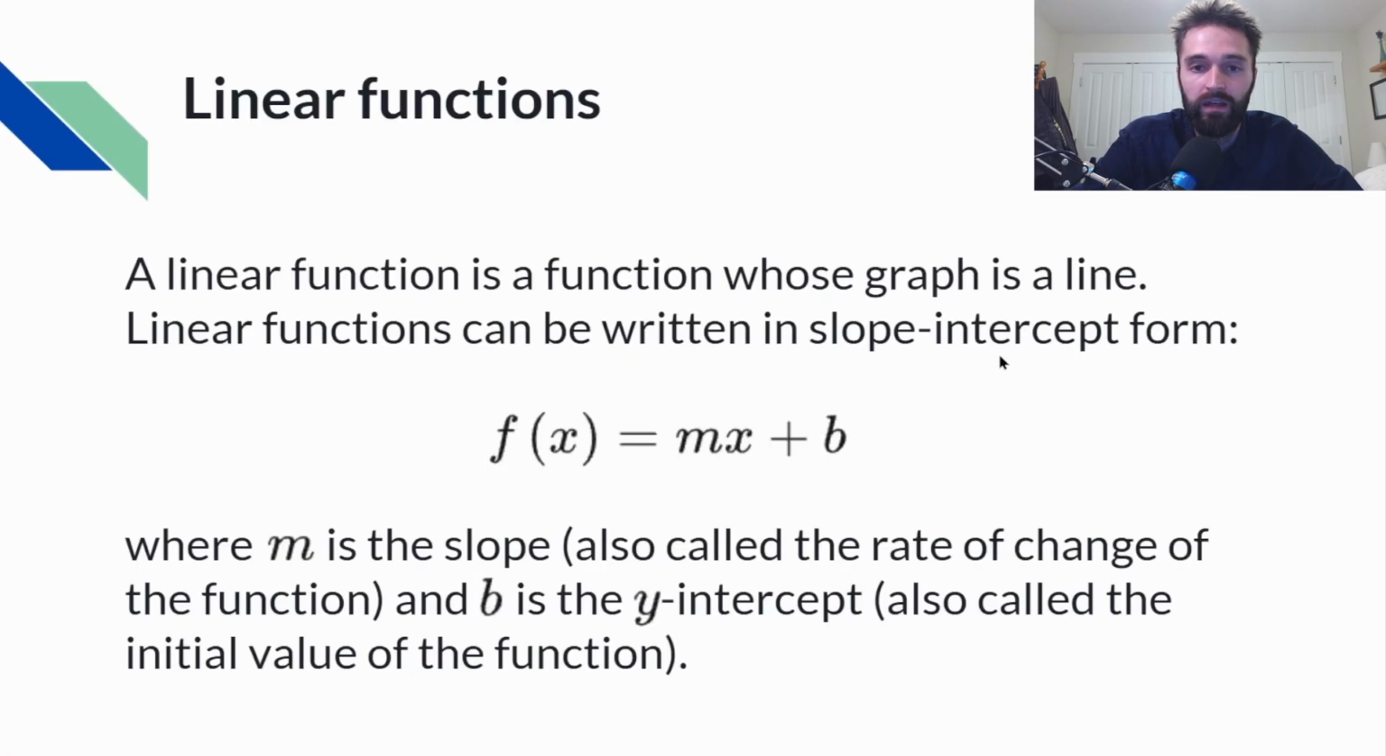All right? Let's take what we've done, right? We've already done this on previous slides, but let's formalize it. Okay, a linear function is a function whose graph is a line. That's obvious. But linear functions can be written in slope-intercept form. Instead of y equals mx plus b, we write it as f of x equals mx plus b, just to indicate clearly that it's a function, okay? And m is the slope, which is also called the rate of change of the function, and b is the y-intercept, also called the initial value of the function.